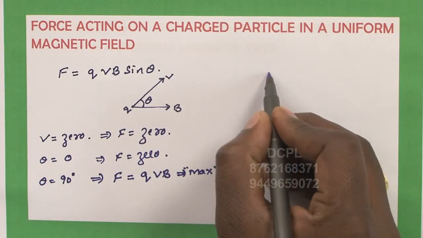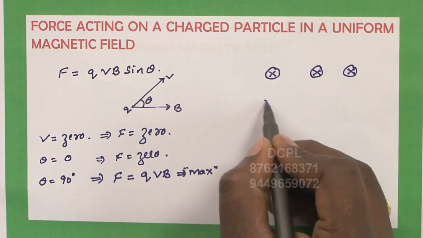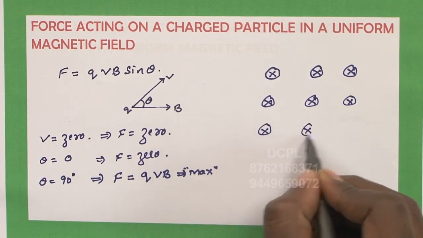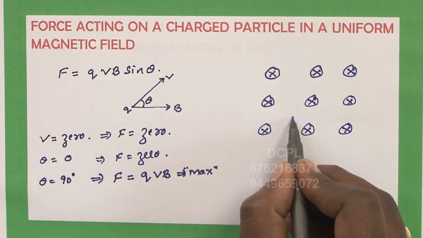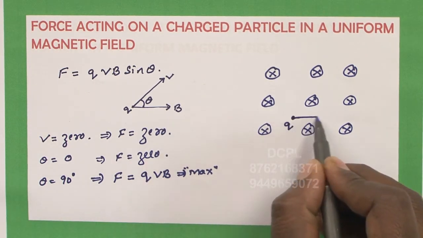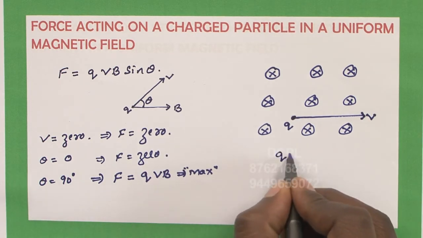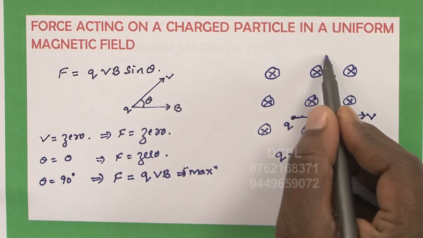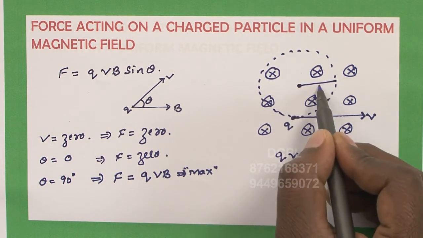Now, let us consider a uniform magnetic field which is acting into the plane. Consider the force acting on the charged particle when it is projected perpendicular to the magnetic field. Let us say there is a charged particle here, projected perpendicular to the magnetic field. Then this charged particle will experience a maximum force equal to QVB. Because of that force, this charged particle starts moving in a circular path of radius, let us say, r.